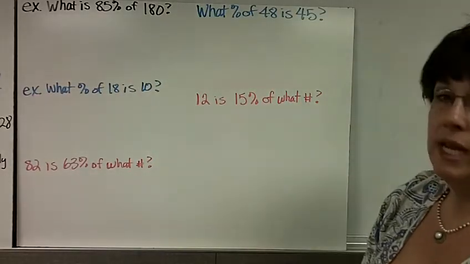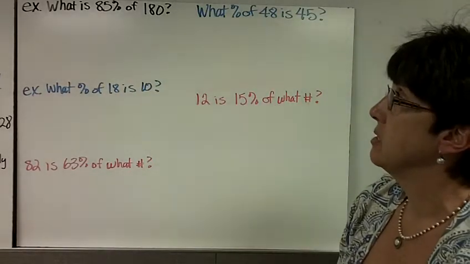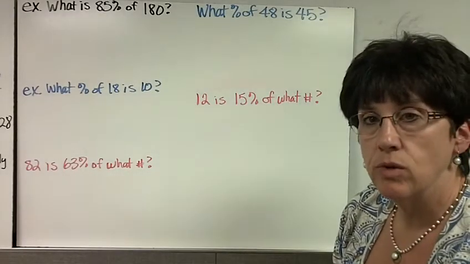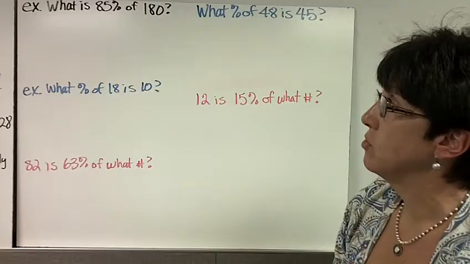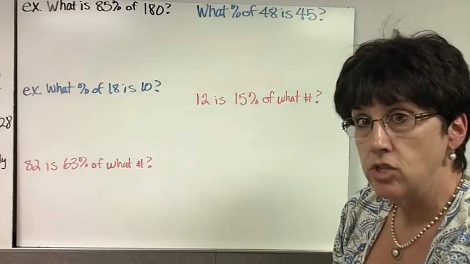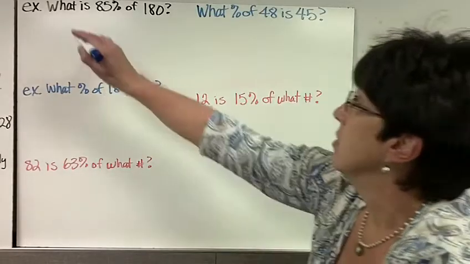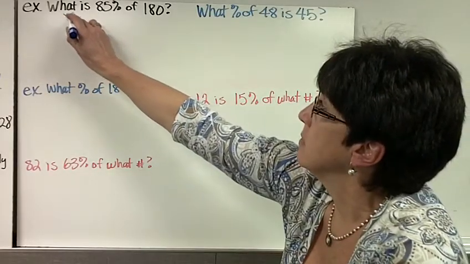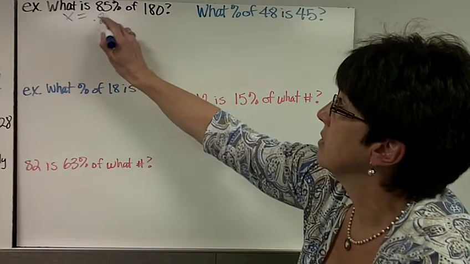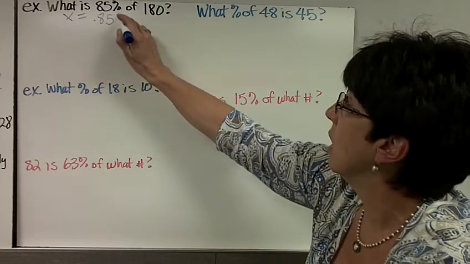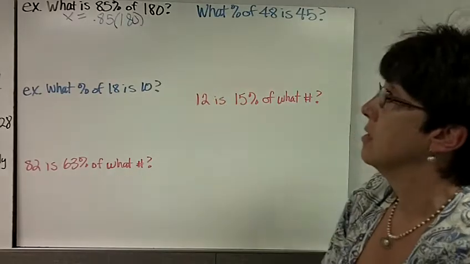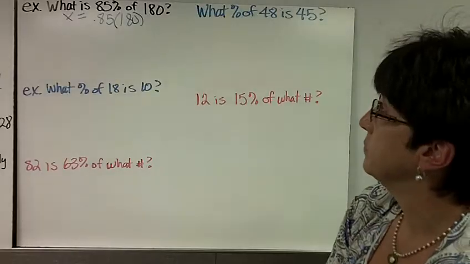Example. What is 85% of 180? Where kids make mistakes is they always want to either have the equal sign first or the multiplication first. And where you put the equal sign and where you put the multiplication depends on what your sentence is. So this is the same as the other one. What is 85%, change that to a decimal, of 180? Okay, so now I need to multiply.